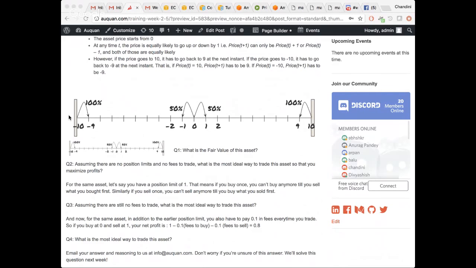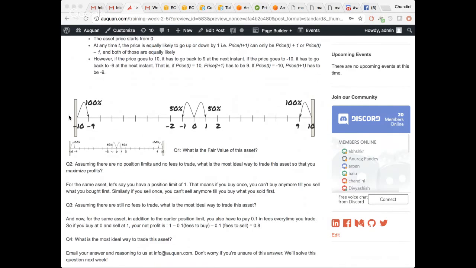If it goes to -10, it has to go back to -9. If it goes to 10, it has to come back to 9.